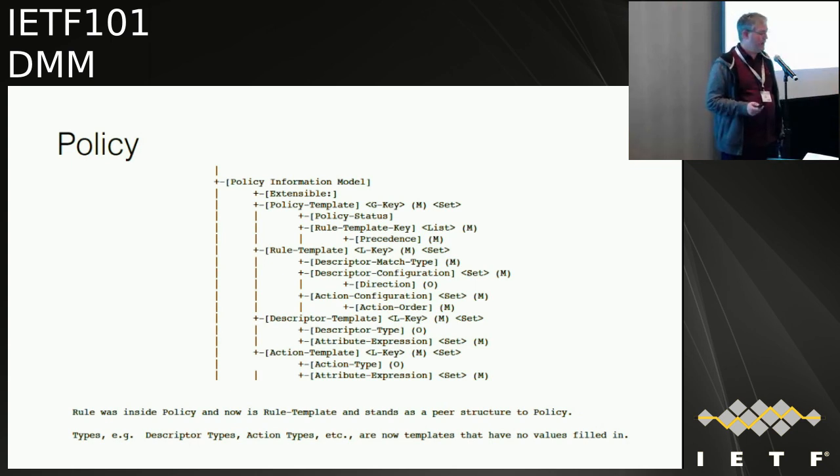This is the policy model. I'll point out to you that everything's still there. You still have your actions, you still have your descriptors. Rules were actually a substructure under policy. They're now pulled up and they have the same depth because of the template architecture.